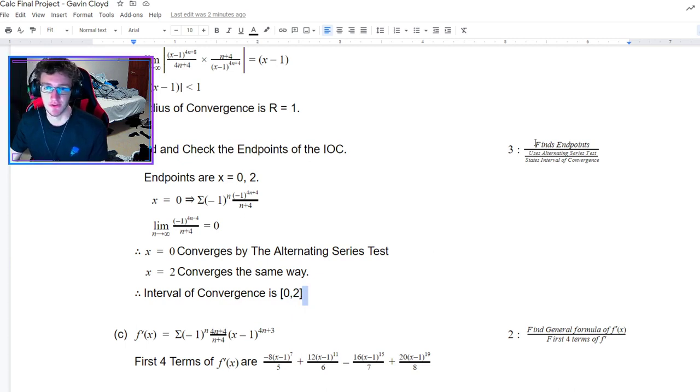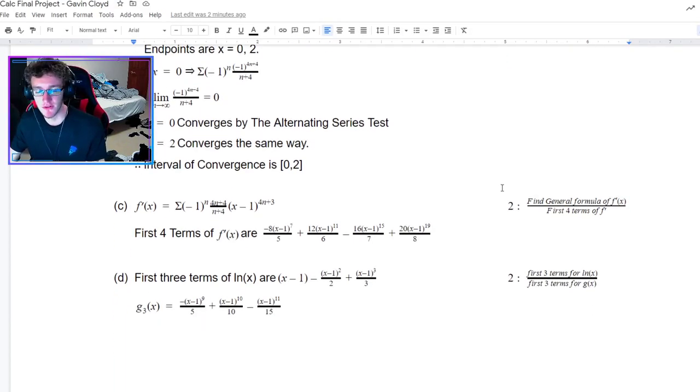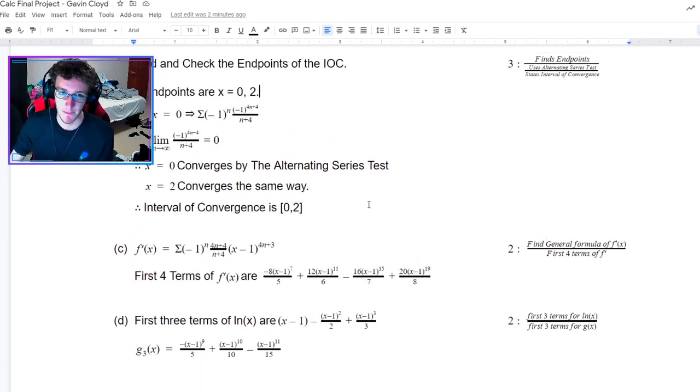and that is the answer. So you'll get 3 points, one for finding the endpoints, one for using the alternating series test, and another for stating the correct interval of convergence. Straightforward. Big stuff, big brain.